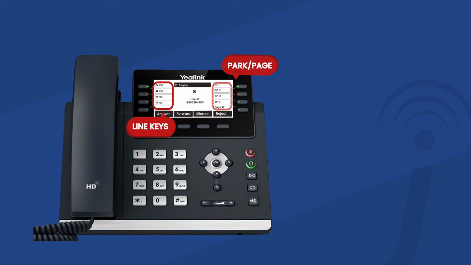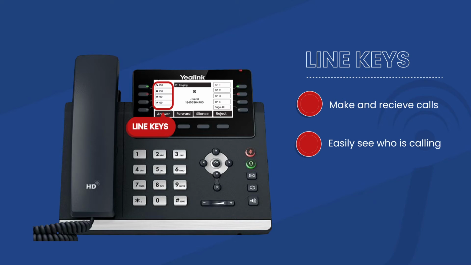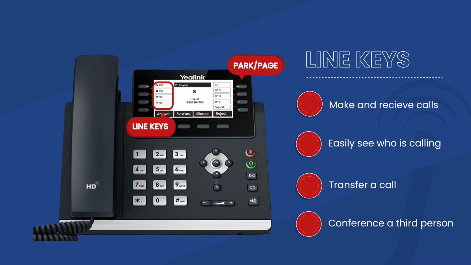The line keys have a few uses. First and foremost, they give you a line to be able to make and receive calls. Pretty convenient, no? The line keys also allow you to easily see who's calling you because the caller ID appears on each line a call comes in on. Line keys are also used when you want to transfer a call to someone. And finally, you use them when you want to conference in a third person to your call. As for the park and page buttons, we'll get to that later.